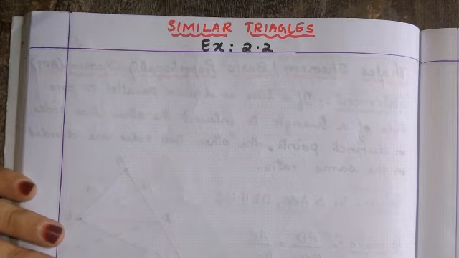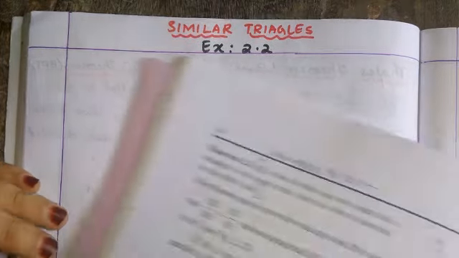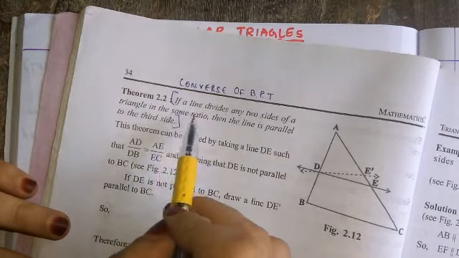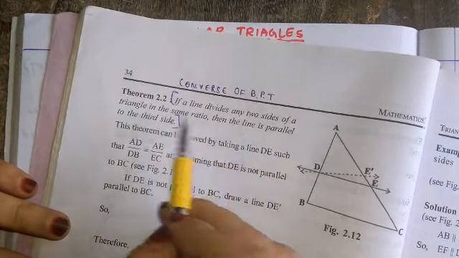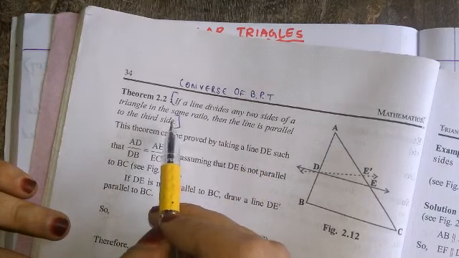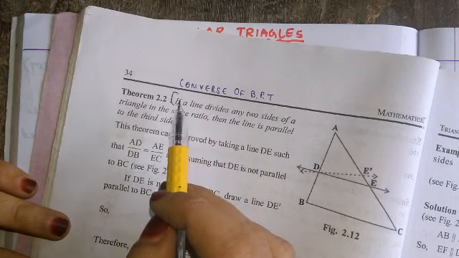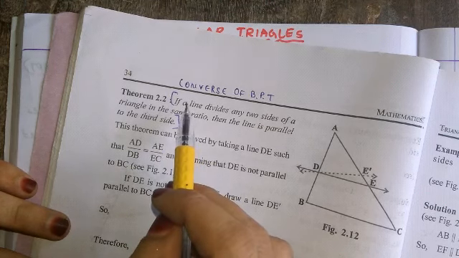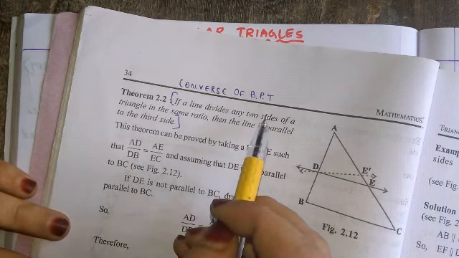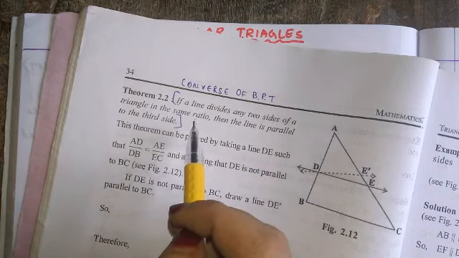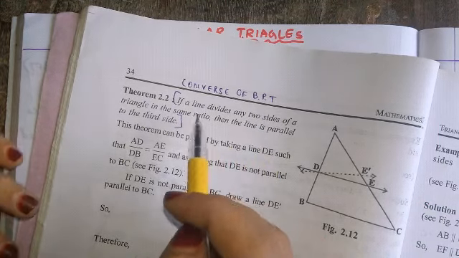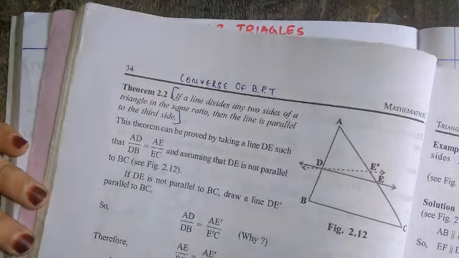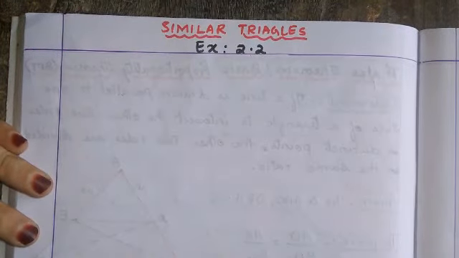If a line divides any two sides of a triangle in the same ratio, then the line is parallel to the third side. It is like the reverse of Thales theorem, the reverse of BPT. There, the parallel line was given and we had to divide in a ratio. Here the ratio is given and we have to show the line is parallel. These two theorem-based problems will be there.